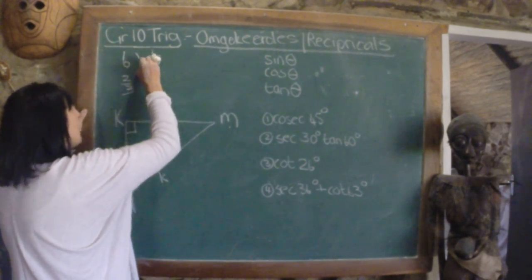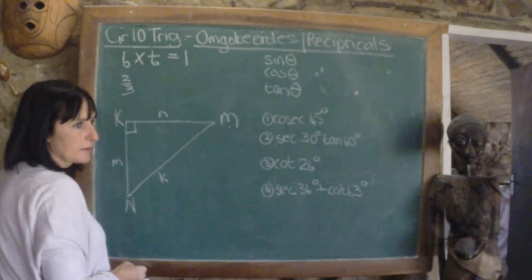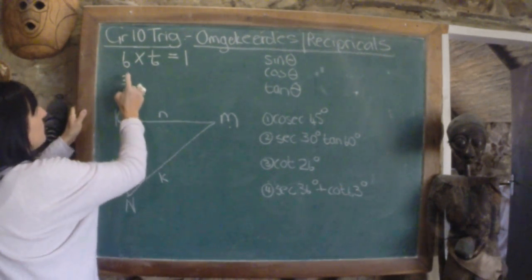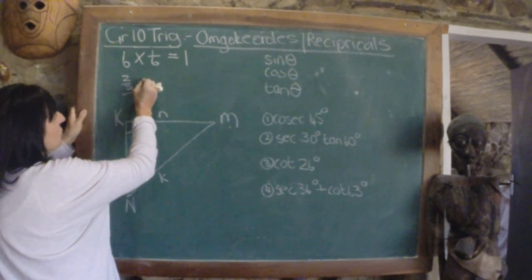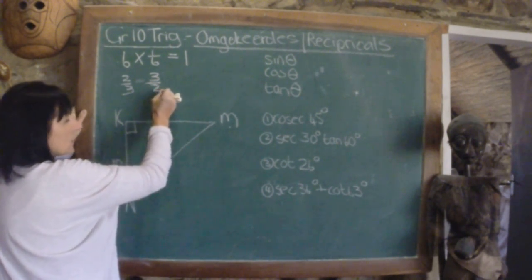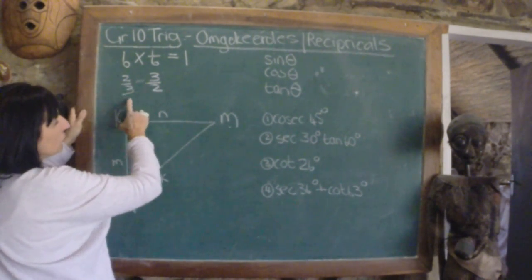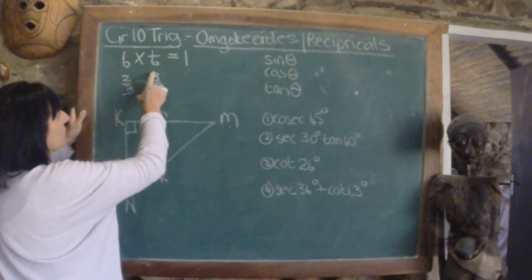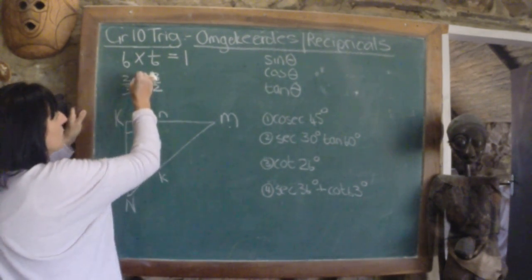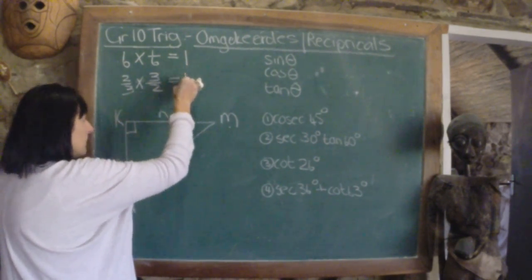As ek iets maal met sy omgekeerde, is my antwoord altyd 1. So if I get the reciprocal of 2 on 3, it's going to be 3 on 2. The denominator and the numerator switch. Die omgekeerde van 2/3 is 3 op 2. Die teller en die noemer draai om. Wanneer ek dit met mekaar maal, kry ek 1.